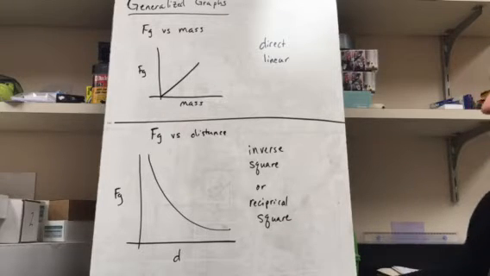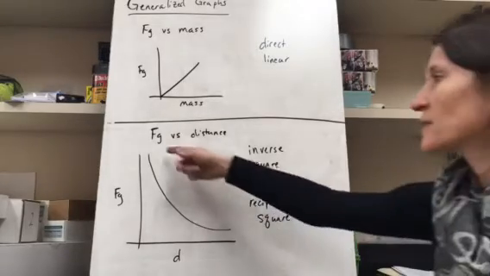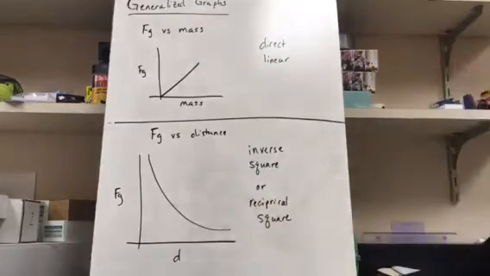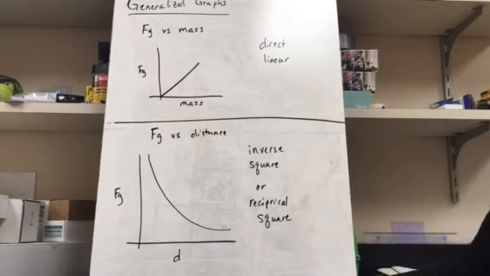The relationship between f of g and distance is different, okay? I think this is called a hyperbola. This would be an inverse square function, or sometimes it's called a reciprocal square function. If we needed to find a generalized equation, we would have to linearize this, okay?